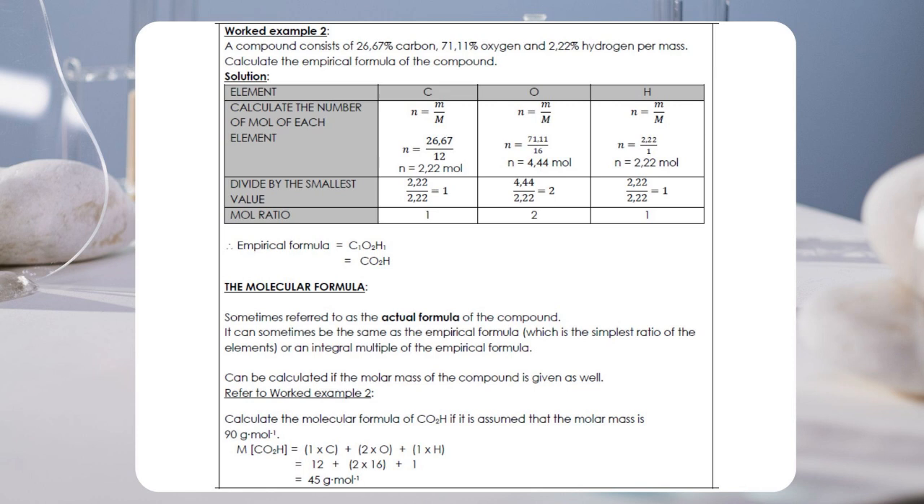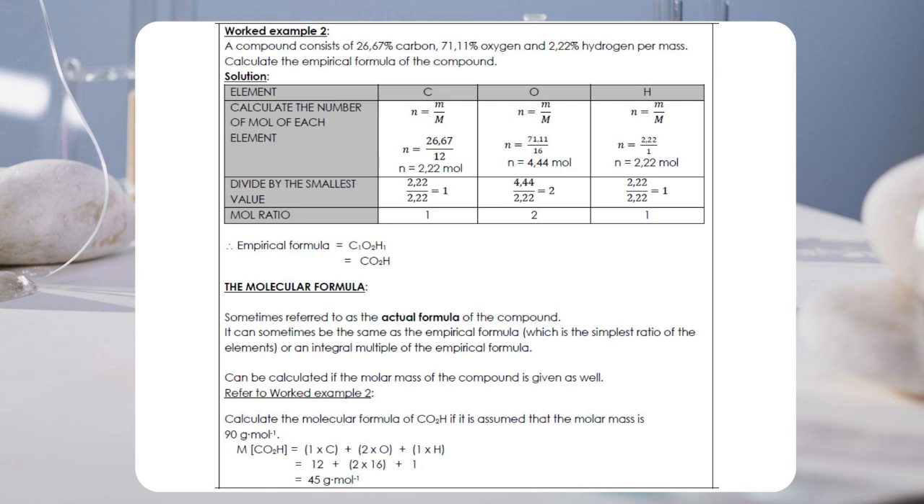The molecular formula, sometimes referred to as the actual formula of the compound, can sometimes be the same as the empirical formula, which is the simplest ratio of the elements, or an integral multiple of the empirical formula. It can be calculated if the molar mass of the compound is given as well. Refer to worked example 2.